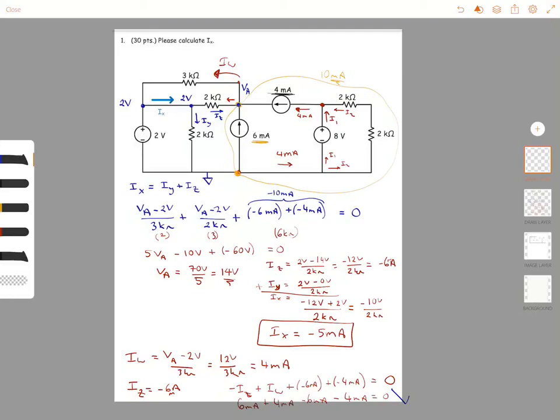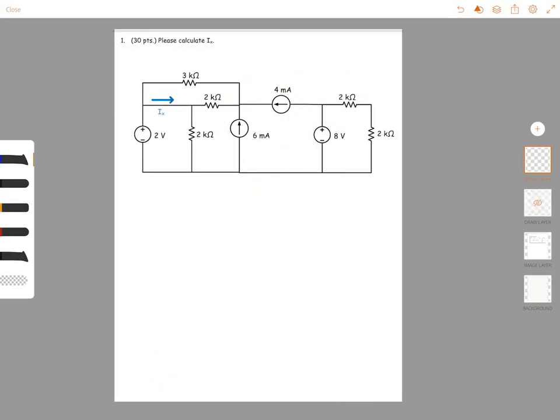In the previous example, we solved this problem using nodal analysis. It was a relatively simple case with one equation, one unknown, but I would also like to solve this using source conversions and try to simplify the circuit as much as possible. So for this, what I will do is simplify parts of the circuit as much as possible.